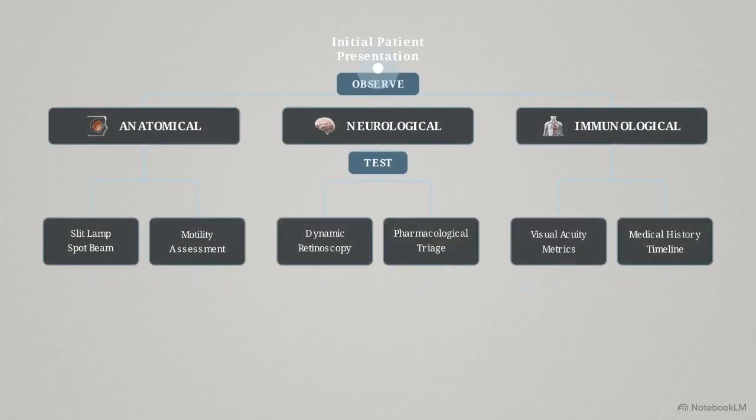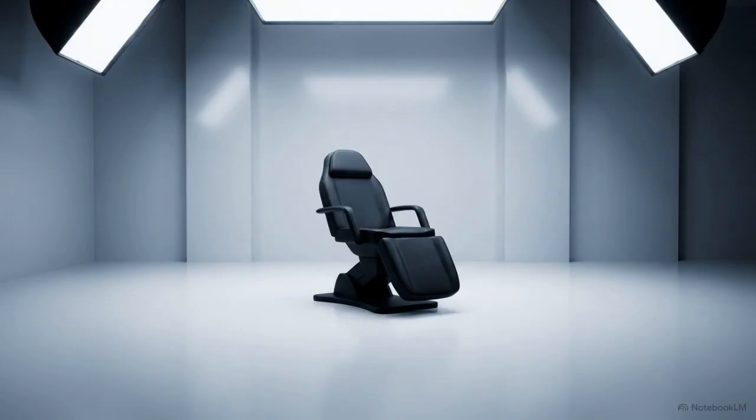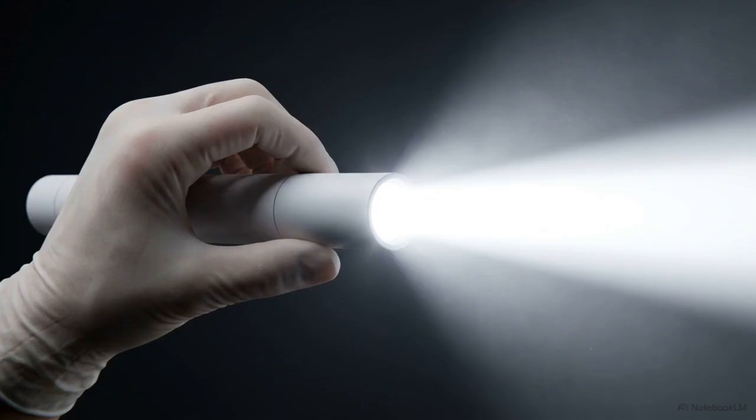This diagram illustrates the structural framework required for that differentiation, the diagnostic decision tree. Waiting for a child to complain of vision loss is a trap. The clinician must actively force the hidden pathology to reveal itself before irreversible damage occurs.